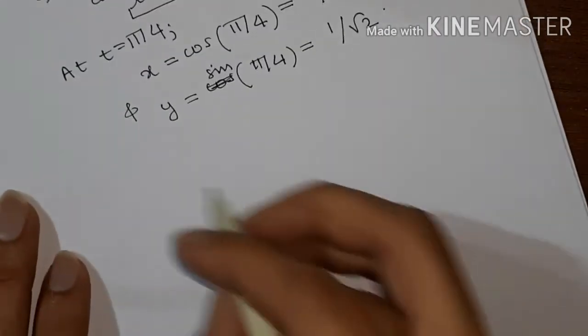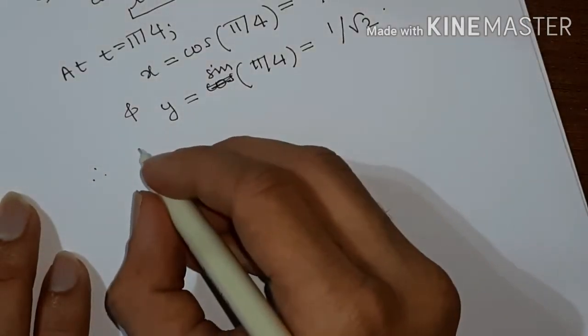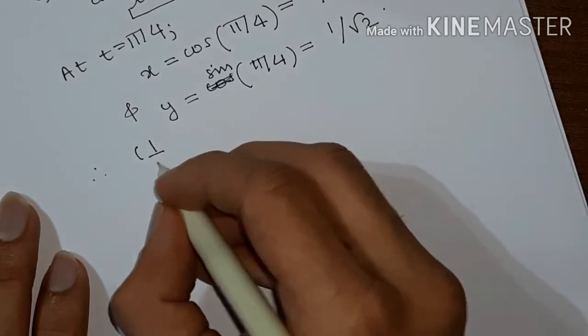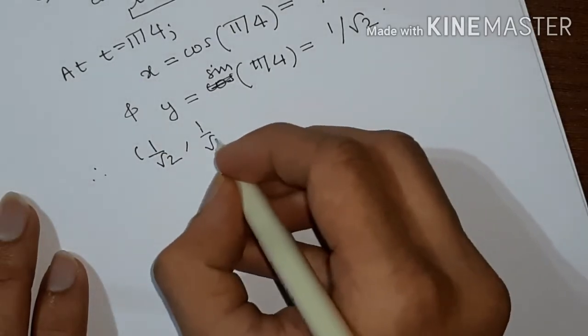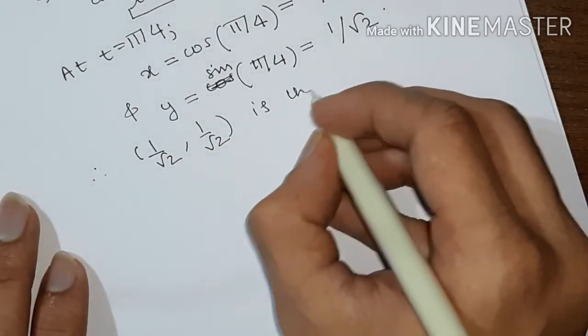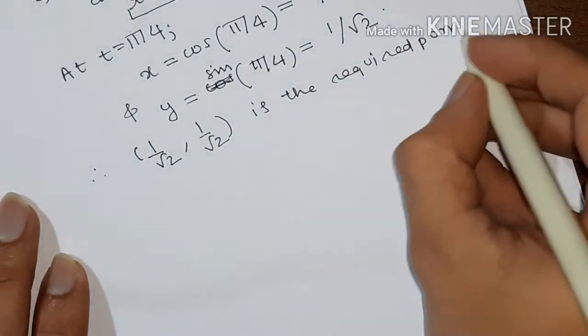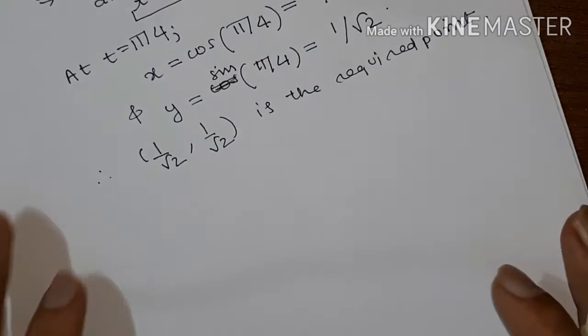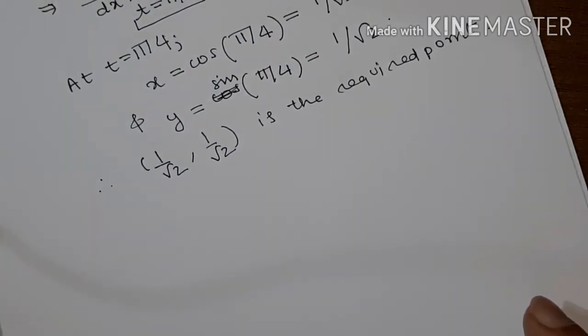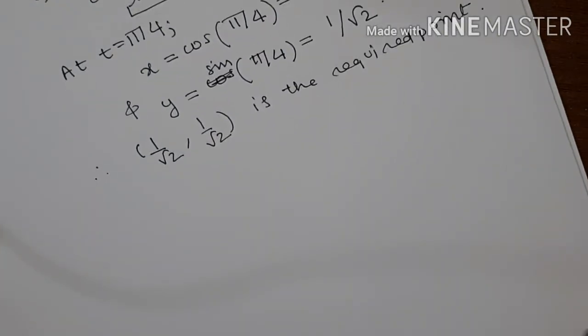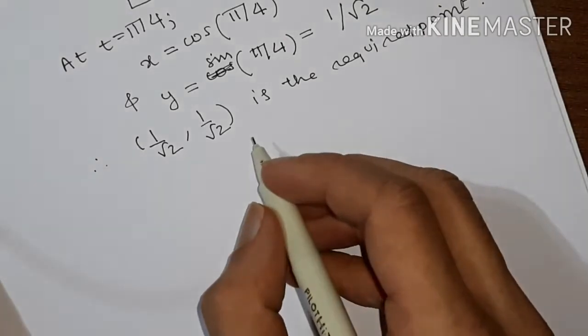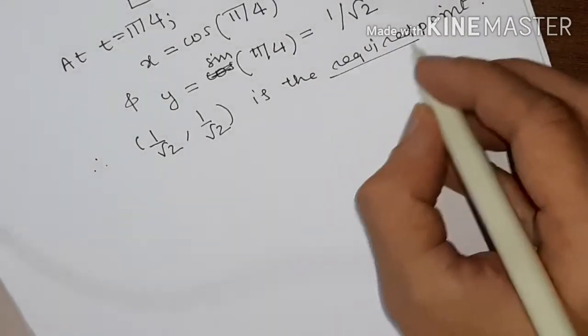Therefore 1 by root 2 comma 1 by root 2 is the required point. Because we have to find the point, and then we can find the equation of tangent and the normal. So this 1 by root 2 comma 1 by root 2 is the required point.